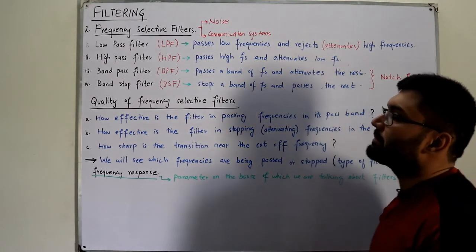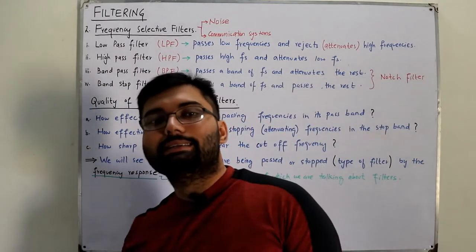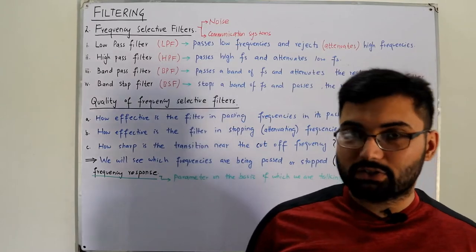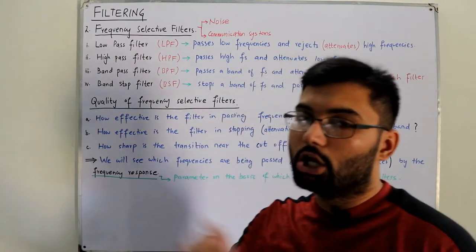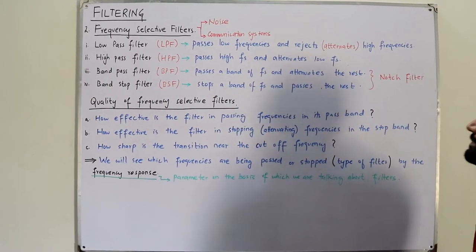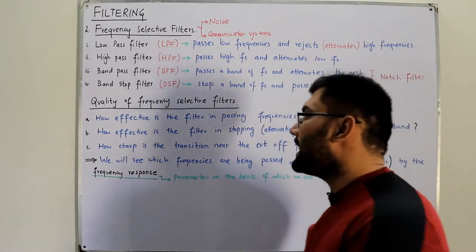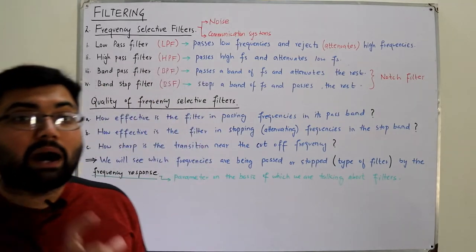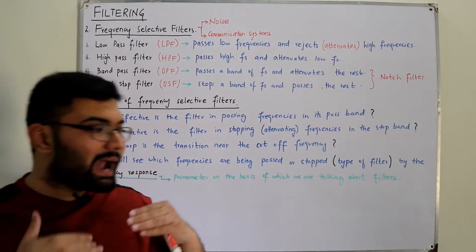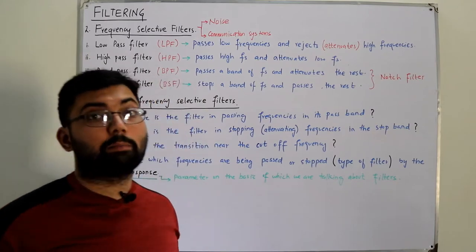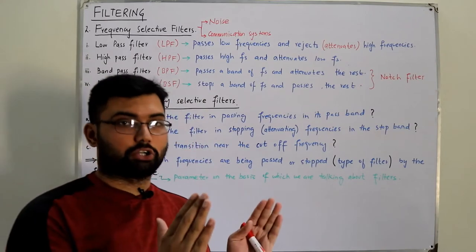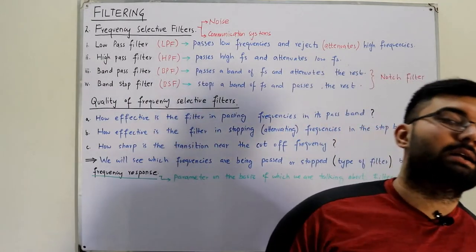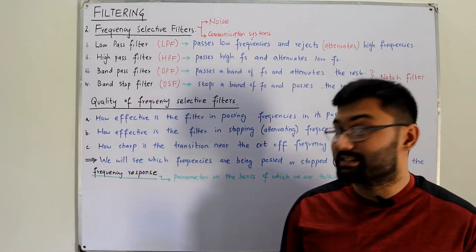Number two is the high pass filter. What does this do? This passes the higher frequencies and blocks or attenuates the lower frequencies. Fine. The third is the band pass filter. Again, as the name suggests, it would pass a specific band of frequencies and reject the others. Band means a specific portion, a specific region. It would pass it and attenuate the rest of the signal.